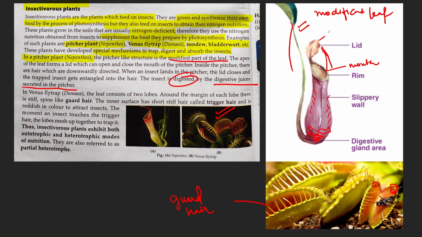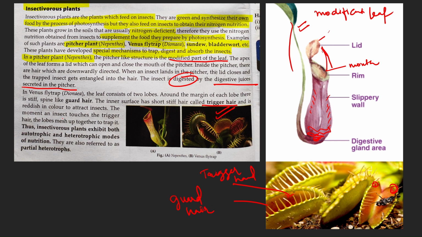The inner surface has short stiff hairs called trigger hairs. So outer margin they have guard hairs, and then inner surface they have trigger hairs. And this is reddish in color to attract the insects.